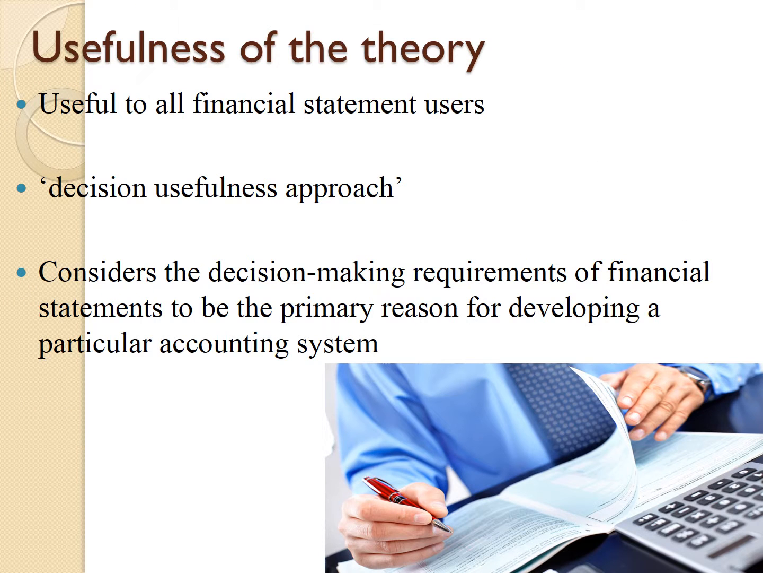Chambers proposed that his model of accounting would provide information that would be useful to all financial statement users. His theory of accounting is often referred to as a decision usefulness approach to accounting theory development. Proponents of the decision models approach develop models based on the researcher's own perceptions of what is necessary for efficient decision making. This approach considers the decision-making requirements of financial statements to be the primary reason for developing a particular accounting system.